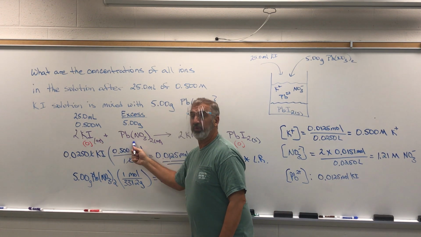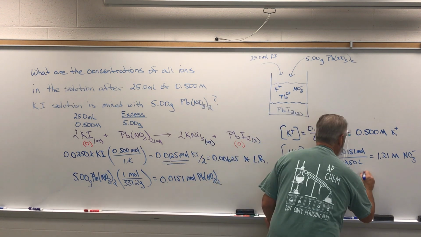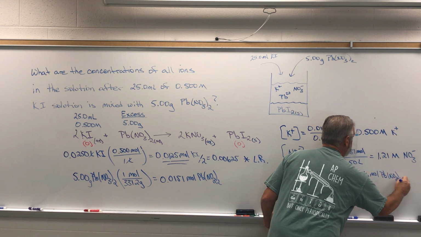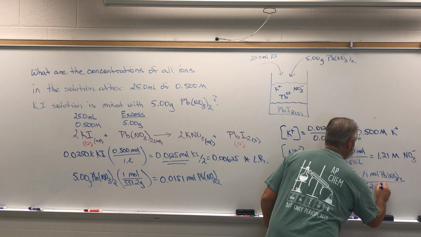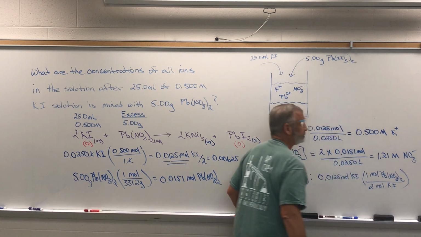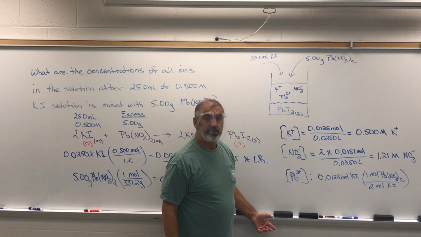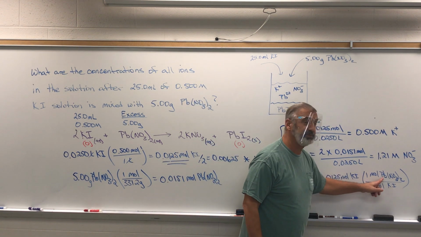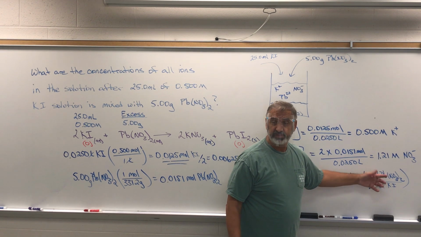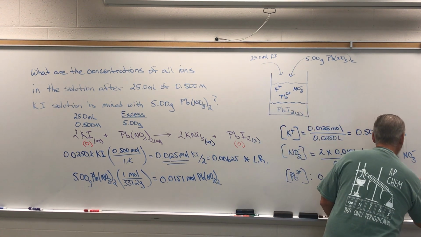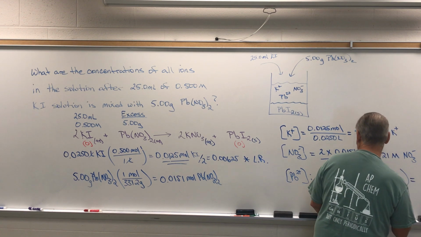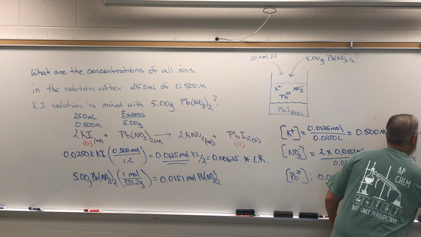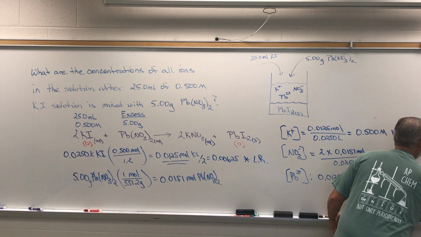For every 2 moles of KI, only 1 mole of lead nitrate reacted. That's going to tell me how many moles of lead nitrate, and for every mole of lead nitrate, how many leads do I have? Just 1. So we're 1 over 1, so divide that by 2, that's going to be the 0.00625 moles of Pb2+ used.